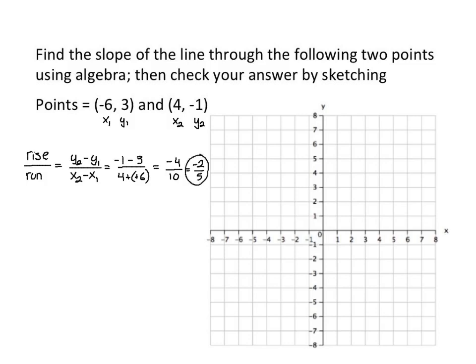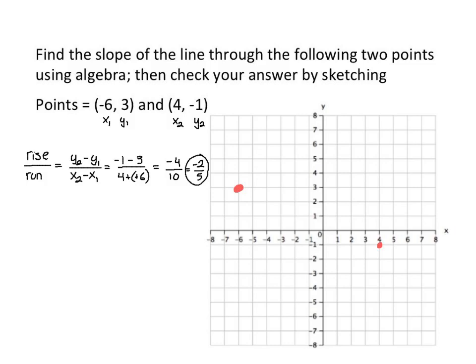And again, one more time, we just want to confirm this. I'm going to plot the points and make sure this works. So my first point is left 6 up 3. My second point looks like it's right 4 down 1. And I want to make sure that if I go down 2 over 5, that I do in fact get from one point to the other.